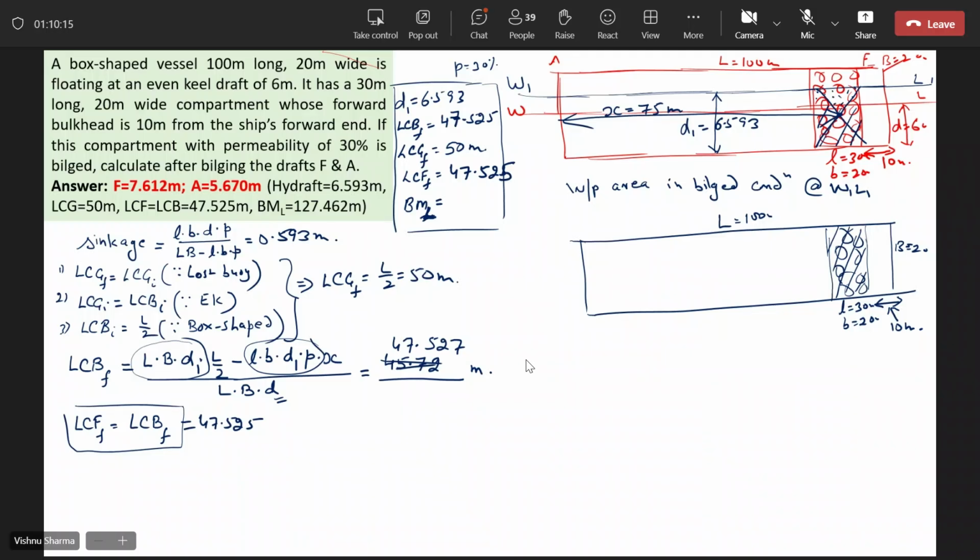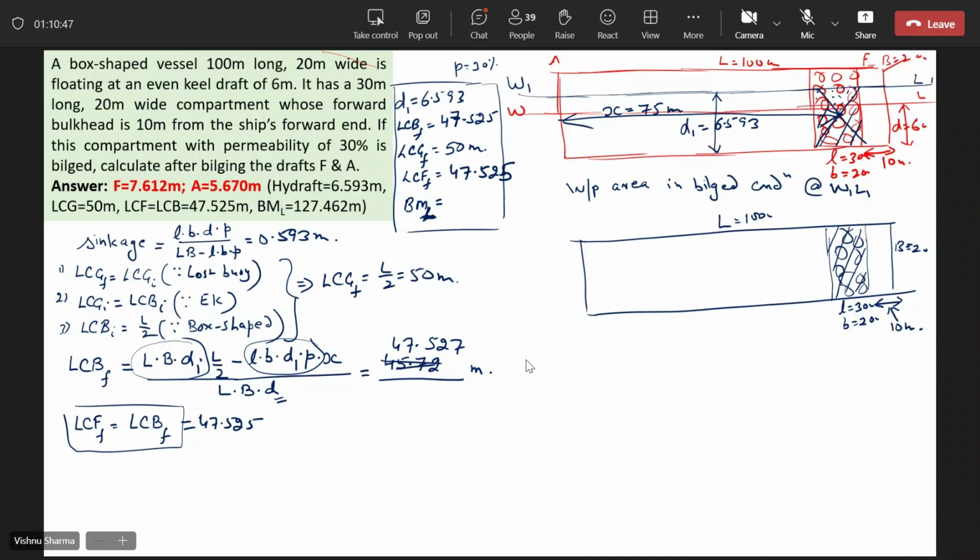Now, when will LCF be equal to LCB? Guys, you know when KB will be D1 by 2? You know the condition? Yes or no? What is the condition for KB to be D1 by 2? The water plane area and shape condition should be identical from keel to W1 L1, right? Yes, sir. If that condition is satisfied, then your LCB and LCF will be equal.